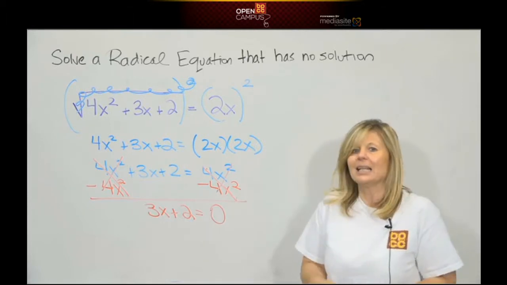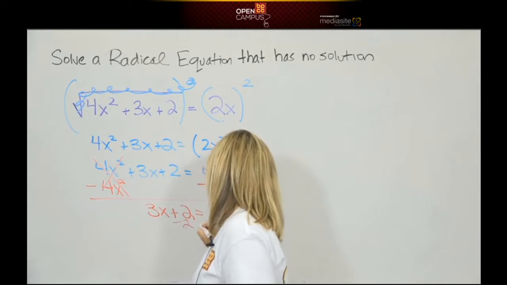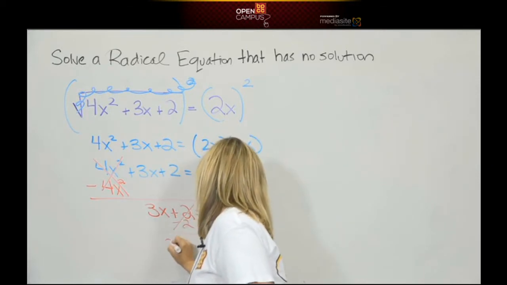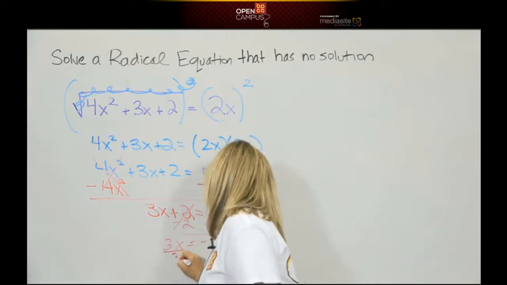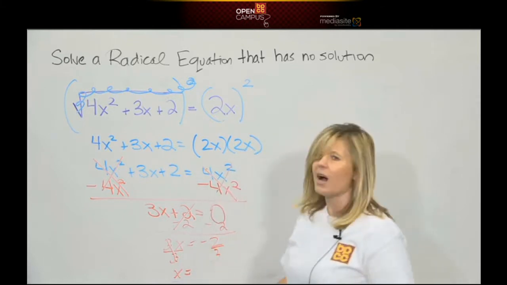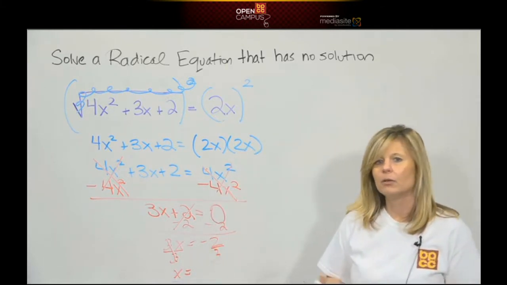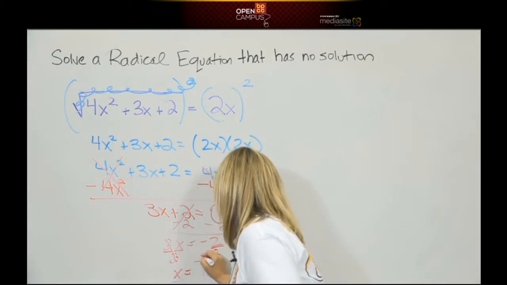Now we have a simple linear equation. It's x to the first. We know how to solve that. We'll subtract 2. 3x equals negative 2. We'll divide by 3. Well, negative 2 divided by 3 cannot reduce. Those numbers are both prime. So we'd leave our answer as negative 2/3.